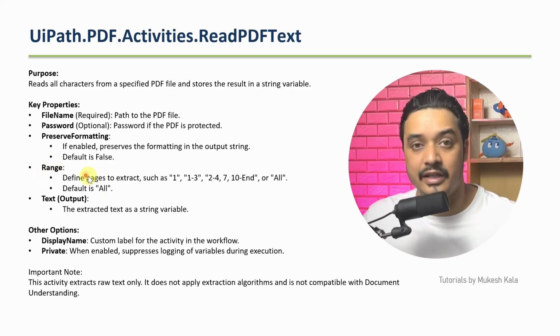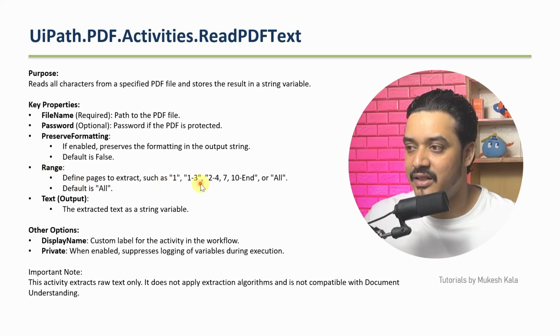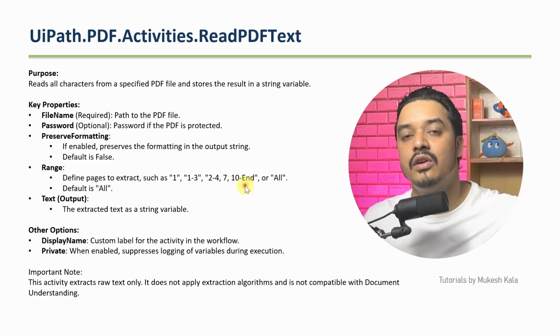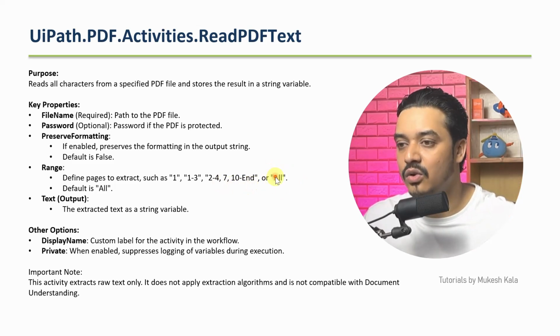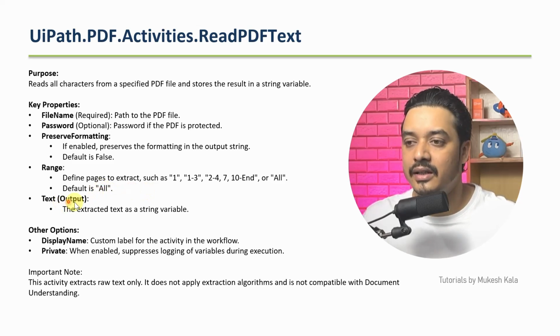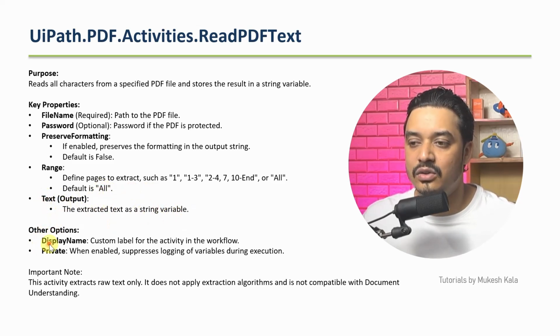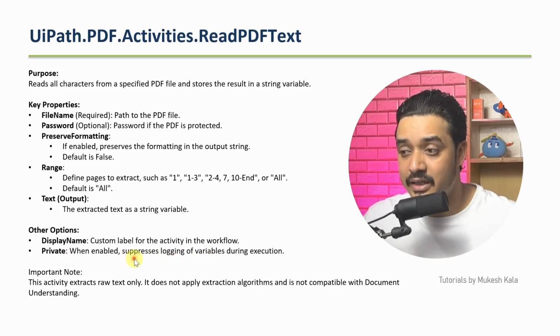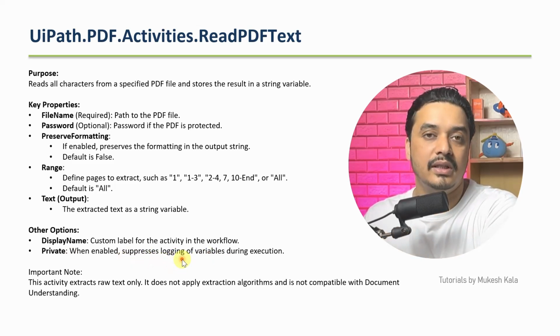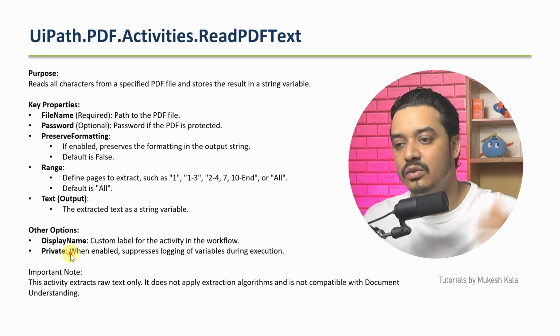The interesting one was the range, right? We can use it like this, or we can combine all of this together, and if you want to read everything, just set it to all. The default is all, right? The text is always a string variable which is an output. We have seen that, and the other two are the display name and the private, which are common UiPath properties; display name is to label this activity. Private, when you enable it, suppresses the logging of the variable during execution, right? So this is something related to logging.